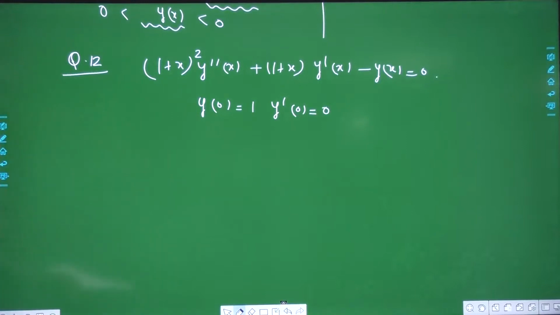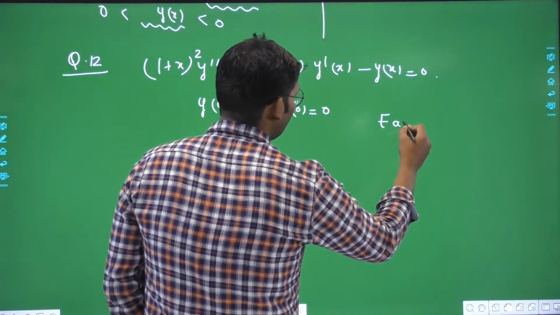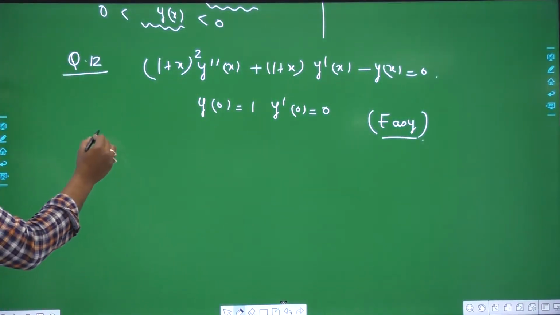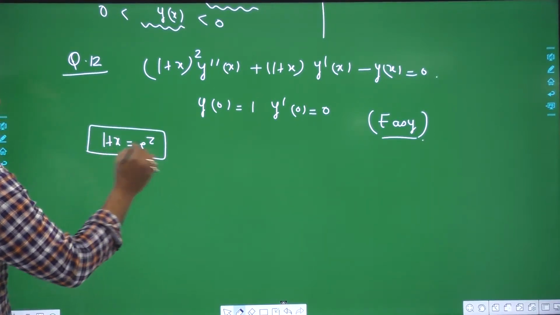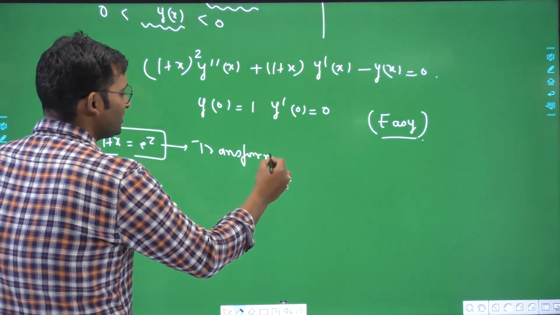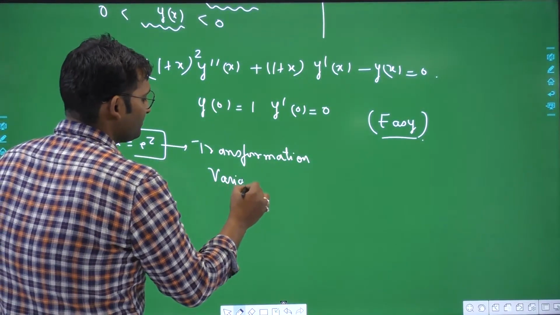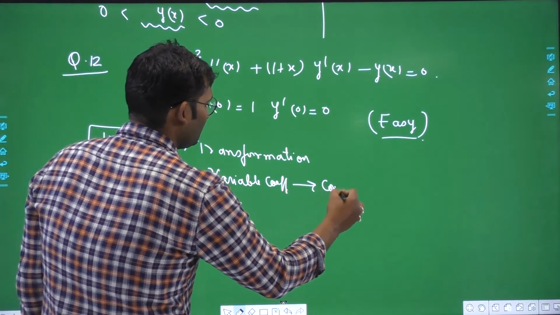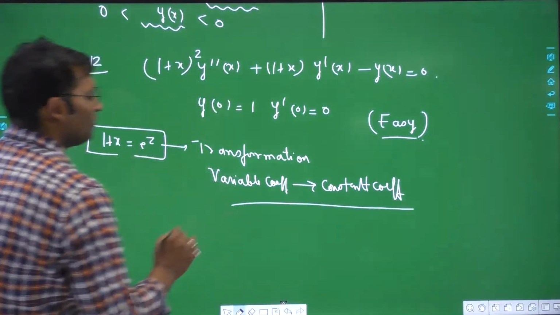Now what is the concept involved? The concept involved is the Cauchy-Euler equation. So this is not even a moderate question, it's an easy question. So how to do this particular problem? You just replace 1 plus x by e to the power z. If you use this transformation, this variable coefficient equation gets reduced to an equation of constant coefficients.